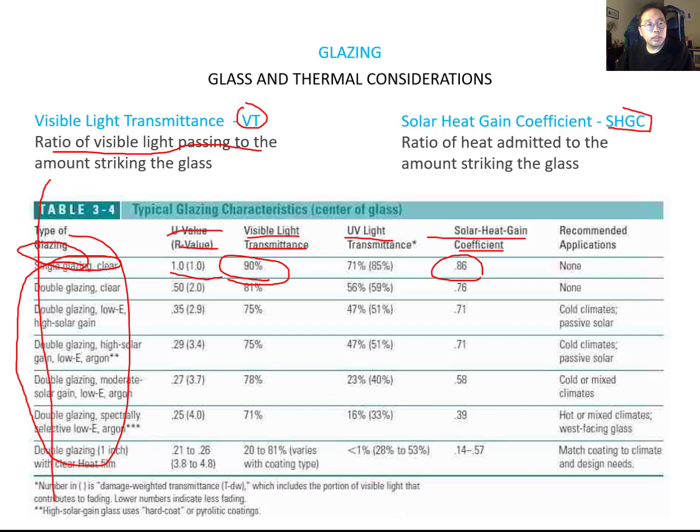We can see that the double glazing system with the low E coating has 0.25 U value and 4.0 R value. So this is about 4 times better performance compared to the single glazing system. Also the visible light transmittance is only 71%, so compared to this one, less light passing through. The solar gain is 0.86 for the single glazing system, and for the double glazing system with a low E coating it is about 0.39, so much less solar heat gain from the outside.